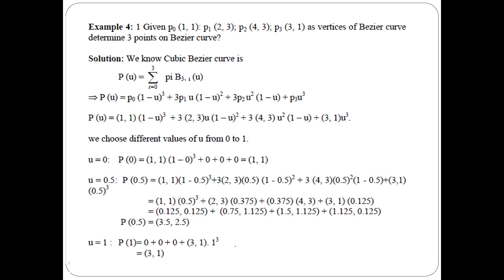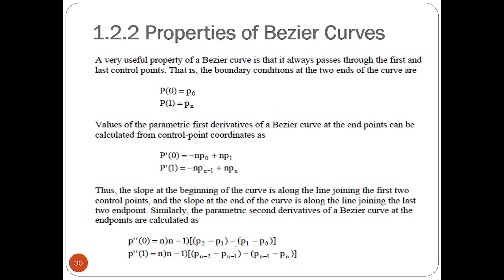For example, given P0 = (1,1), P1 = (2,3), P2 = (4,3), P3 = (3,1) as the vertices of a Bezier curve, determine 3 points on the Bezier curve. We know the cubic Bezier curve is P(u) = sigma i = 0 to 3 of p_i B_3,i(u), that is P(u) = P0 (1-u)^3 + 3 P1 u (1-u)^2 + 3 P2 u^2 (1-u) + P3 u^3. So P(u) = (1,1)(1-u)^3 + 3(2,3) u (1-u)^2 + 3(4,3) u^2 (1-u) + 3 u^3. We choose different values of u from 0 to 1, like u = 0 giving P0, u = 0.5, and u = 1 giving P3, that is (3,1).